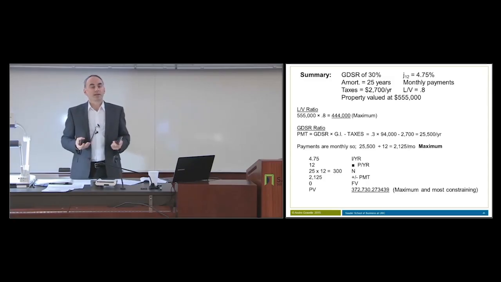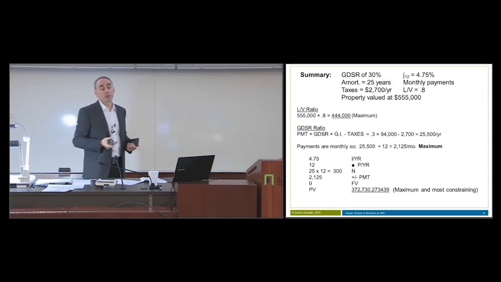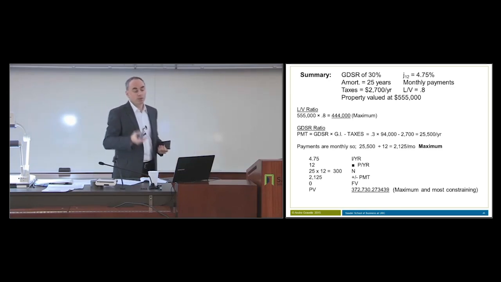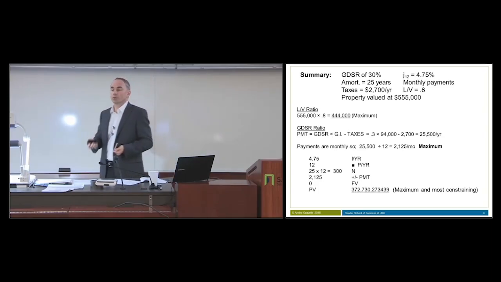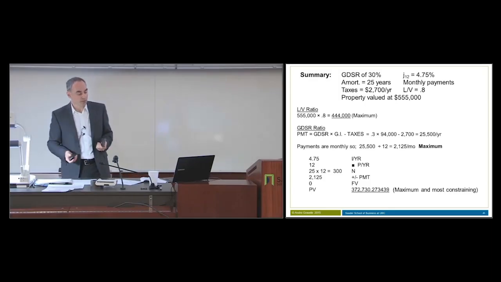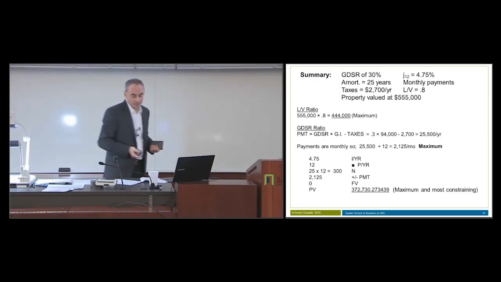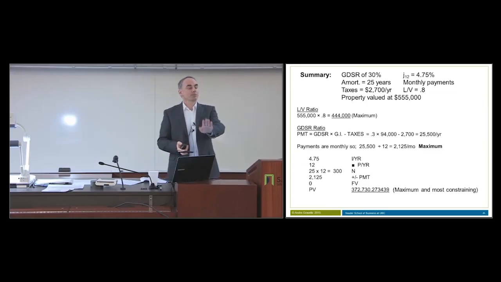Now that is lower than the loan to value ratio maximum of $444,000. So we look at $444,000, we look at $372,000, we choose the lower of the two. So this is the maximum and most constraining test, so this is what we'll use. So this answers the question that we asked. How much can somebody borrow? You can borrow $372,000, so we're finished.